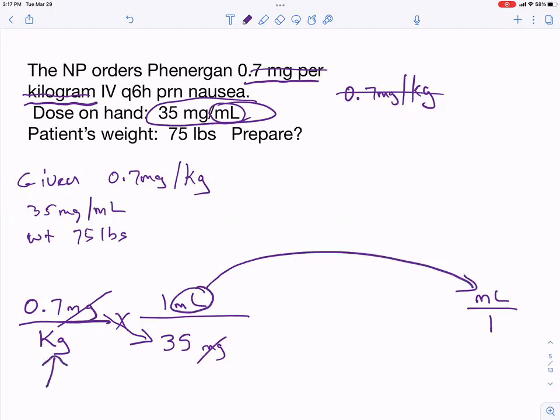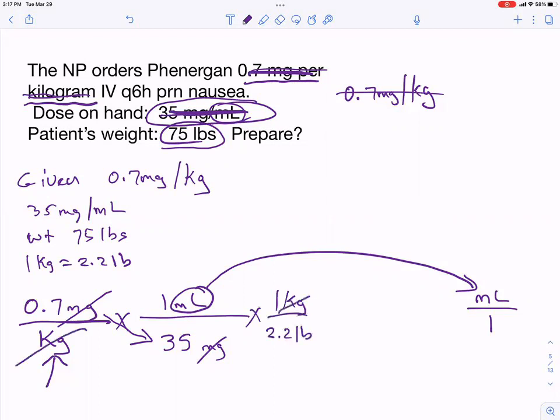So what can I use in my problem? I've already used this. I've already used this. Well, I have weight, but my weight is in pounds. So I know I need a conversion. So I know that 1 kilogram is equal to 2.2 pounds. So I can use that in my problem. I can use my conversion. 1 kilogram is equal to 2.2 pounds. That gets rid of my kilograms, but now I'm stuck with pounds.